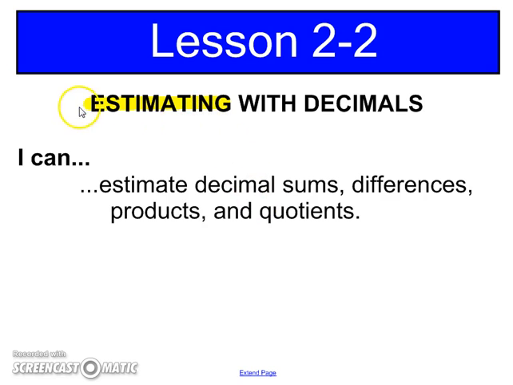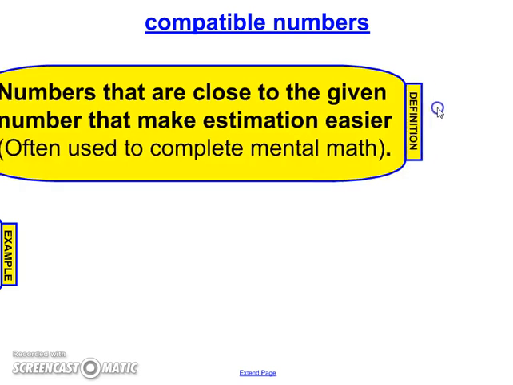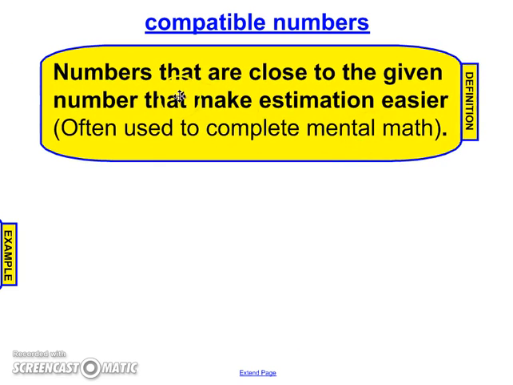You'll notice in this particular case, I highlighted estimating, which tells me, or should hopefully tell me and you, round things off. Make your life simpler. Round to numbers that give you an approximate answer but are easy to work with. Okay? And when we talk about those, we're talking generally about using compatible numbers. Numbers that are close to the given number, but that make estimation easier. And often used to complete mental mathematics.